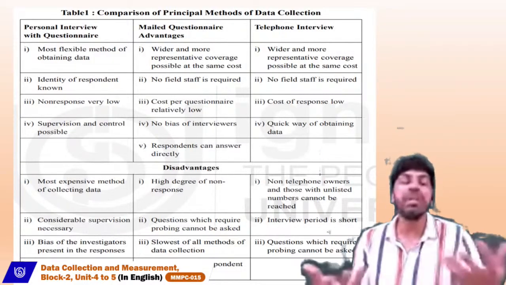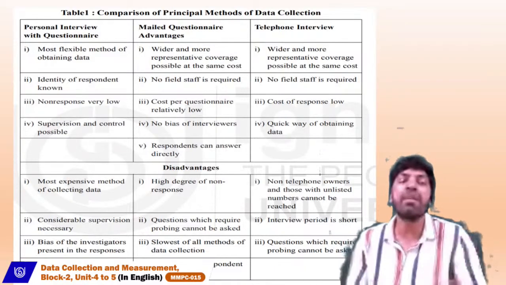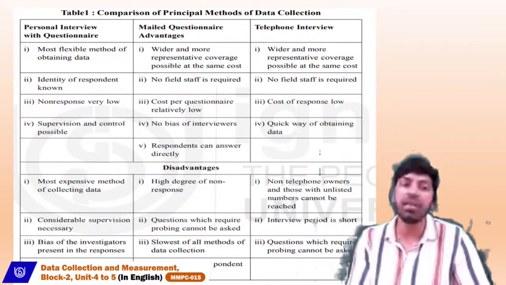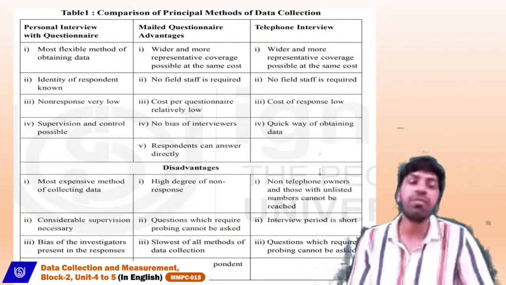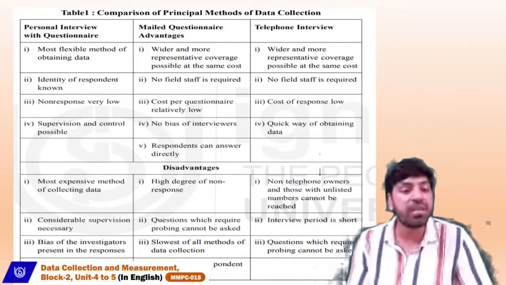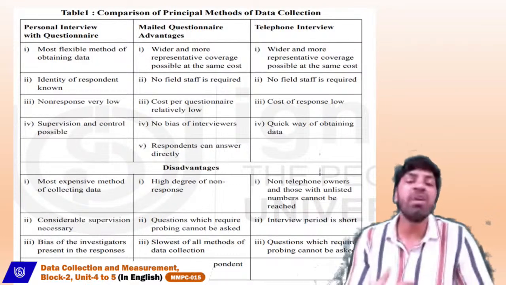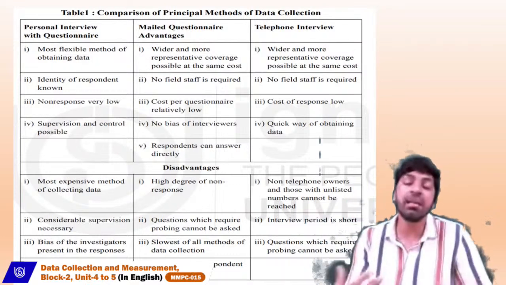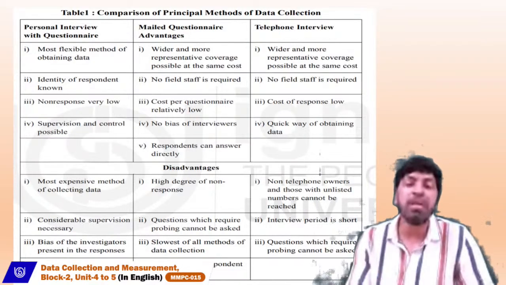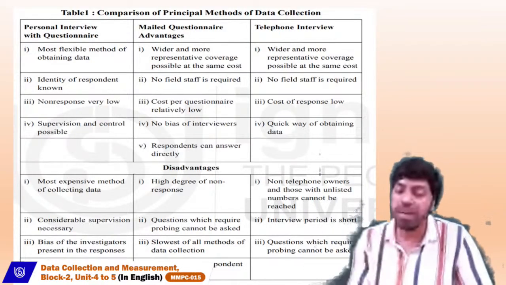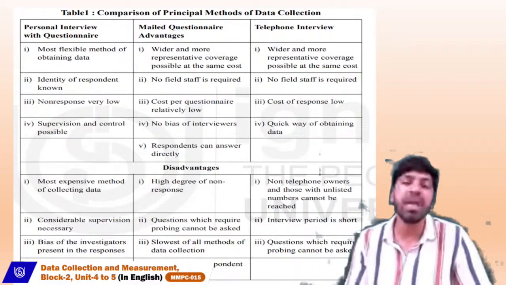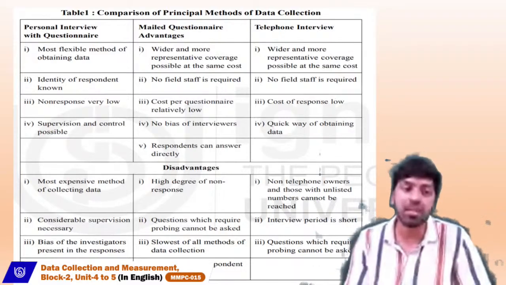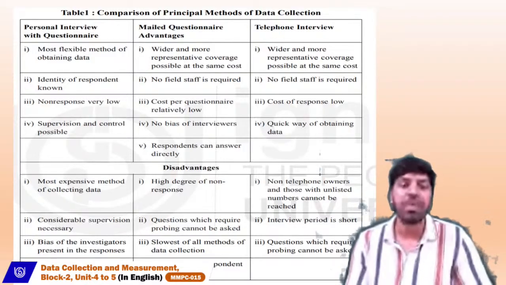Well, we have talked about the advantages of these three methods. Now we can come to the disadvantages. When we talk about the disadvantages of the personal interview with questionnaires, it is one of the most expensive. When collecting primary data it's expensive because it needs time, it needs staff or manpower, and it needs funds as well. Considering these three main aspects, it is the most expensive method of collecting primary data. Of course, supervision is also necessary.